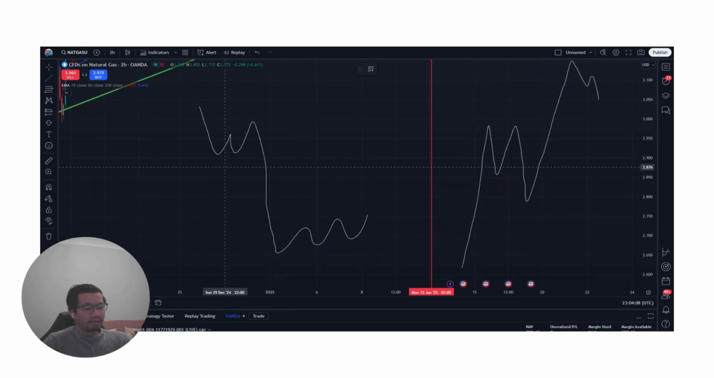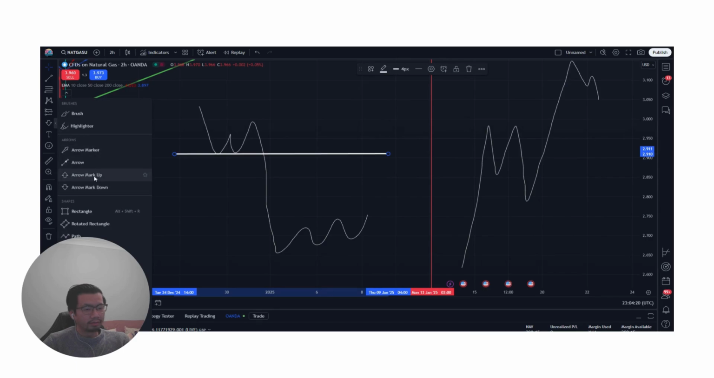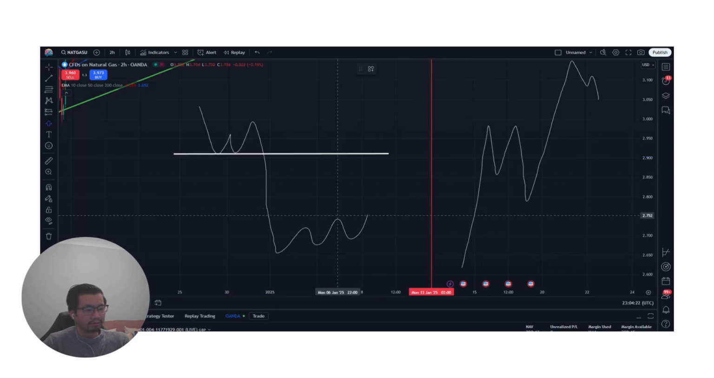So when it is a double bottom before, you can almost draw a line there, and that will become your resistance when you are trying to long this position, right? You want to put a long position because you think it's going to be an uptrend. That will be your resistance.